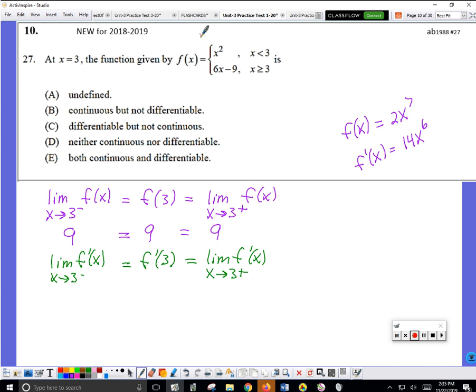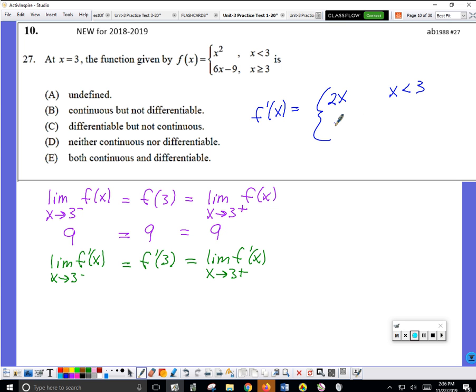But we do want to find the derivative. So what is the derivative? Be the classic, writing the right things, not just saying it. You write f prime of x equals, and then the bracket, and then 2x, comma, at x is less than 3, and then 6 at x is greater than or equal to 3. Well done.